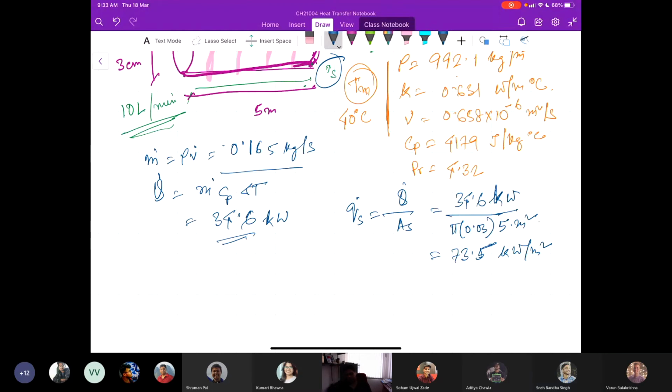Okay. So then Tridipta, are you there? Yes. Tridipta, go ahead. So next step, what is the relation between Q dot s and Ts, or say dTm/dx? dTm/dx is equal to a constant which is q dot s into P by m dot into Cp.